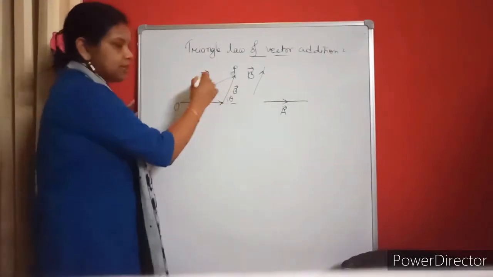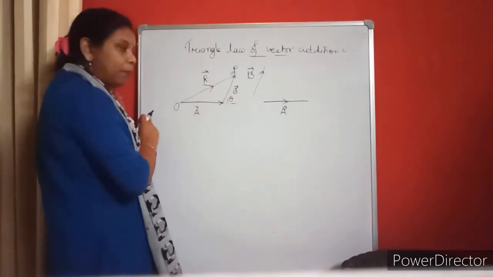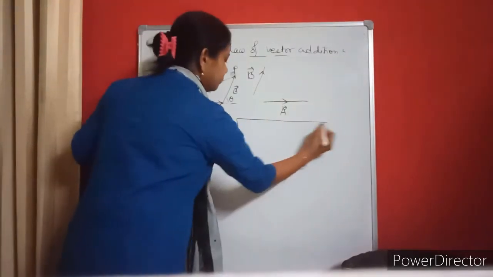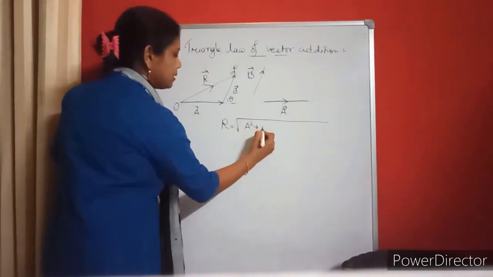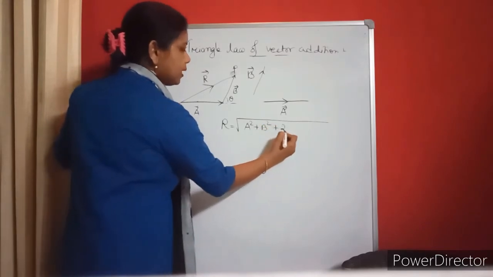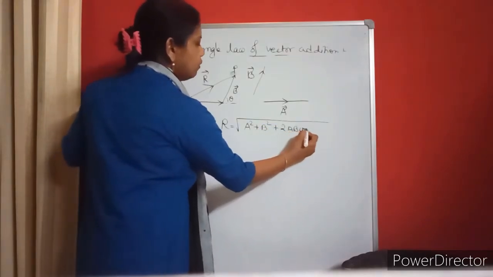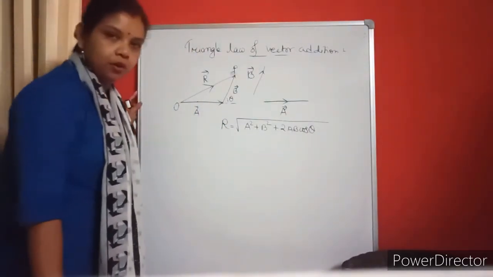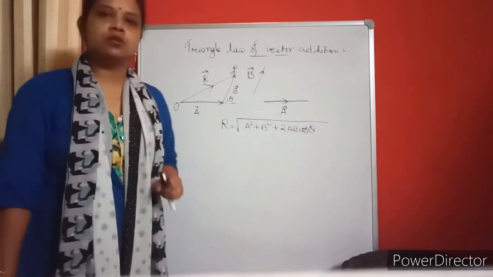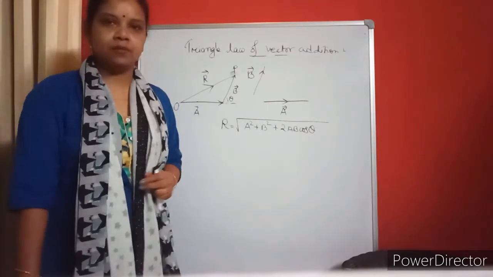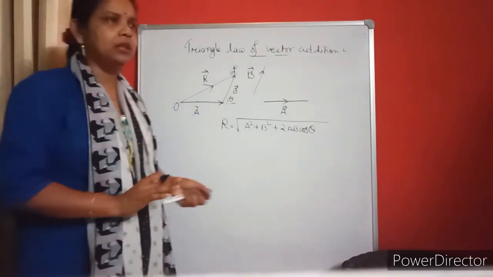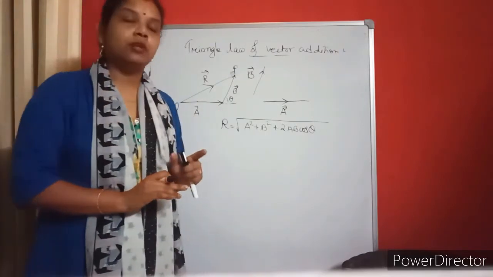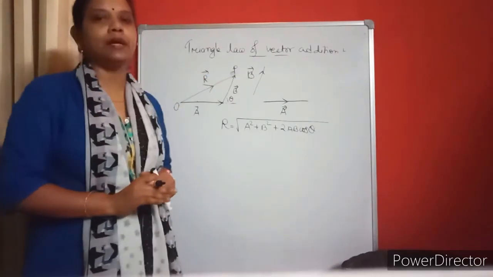If I solve this in the similar way that we did for the parallelogram law, I will get the resultant R equal to the square root of A squared plus B squared plus twice AB cos theta. That's why I say the formula is exactly similar to the parallelogram law. So no derivation is required here, and in all the numericals that we will be doing, we are not going to use the triangle law of vector addition.